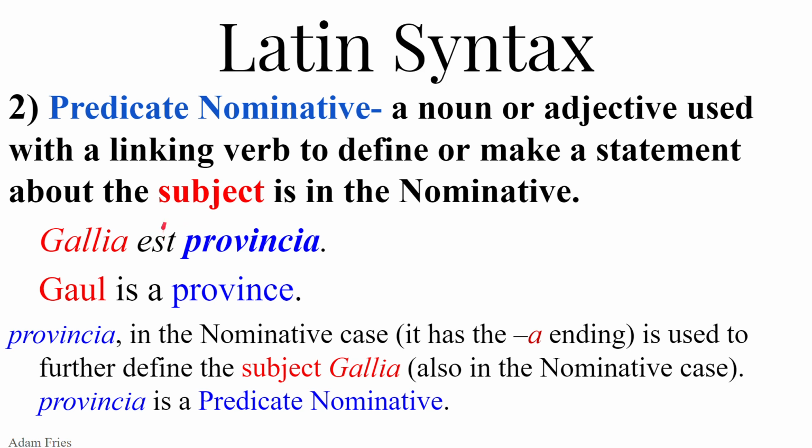So est, that's your verb. What is? What is the province? What is it? And the answer to that is the subject. Gallia. Gallia is the subject. Gallia est. So the subject, Gaul, is, and then the predicate nominative is provincia, also in the nominative case. This is giving more information about the subject, and it can be a noun or an adjective. Provincia is a noun.